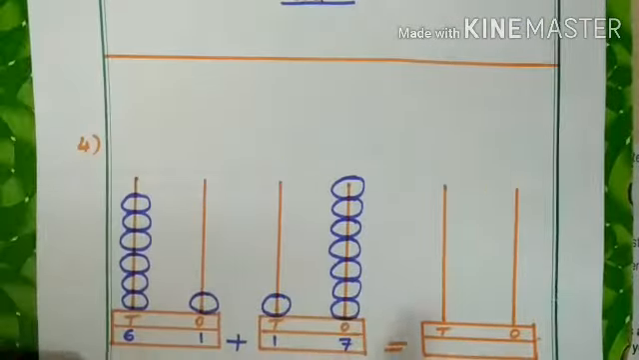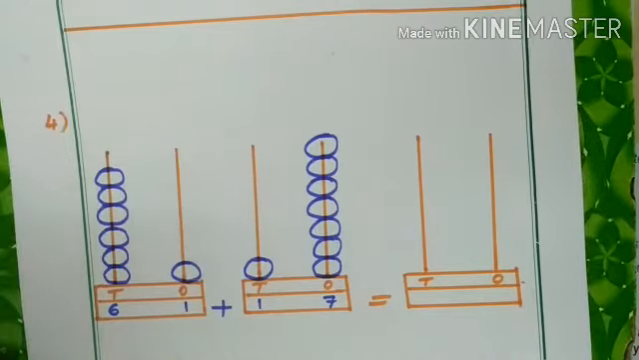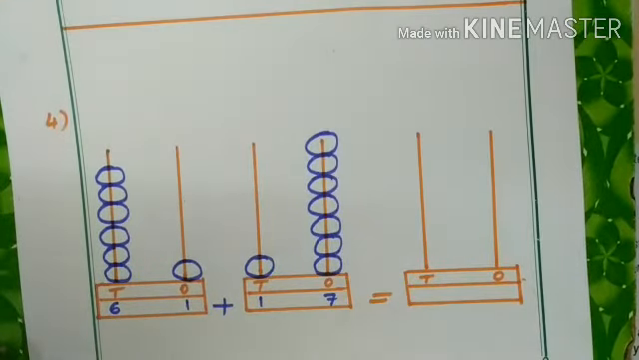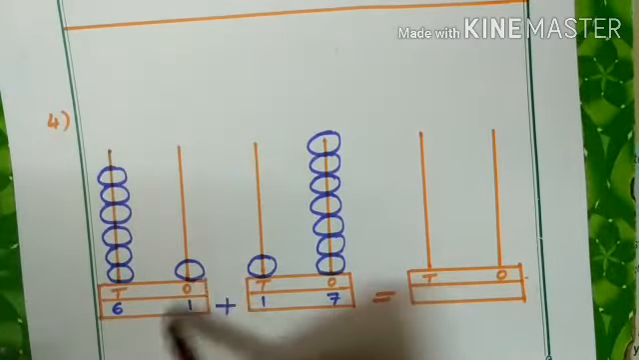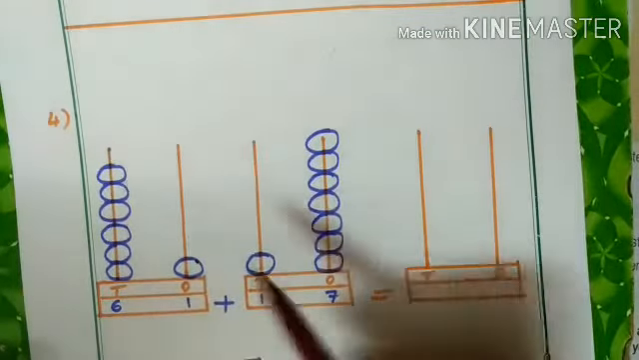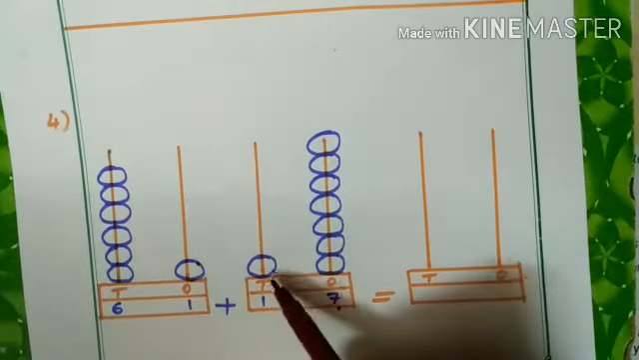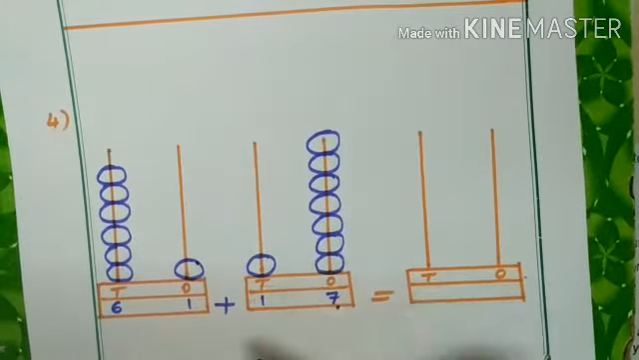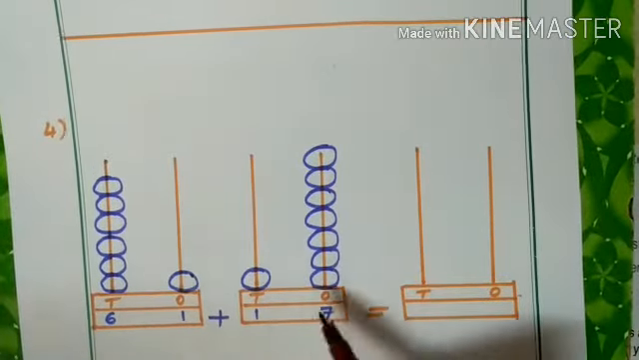Next, fourth one. Here we have to find out 61 plus 17. Here in the first tool, ones place, 1 bead is there. Here 6 beads are there. And here in the second one, 7 beads are there. And in tens place, only 1 bead is there. So we have to count how many total beads there are.